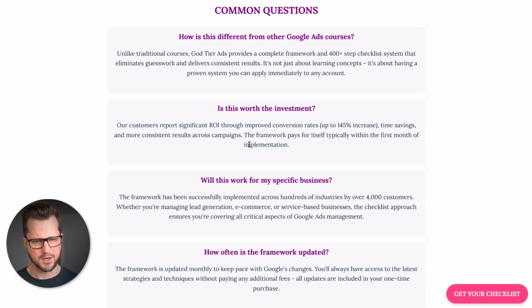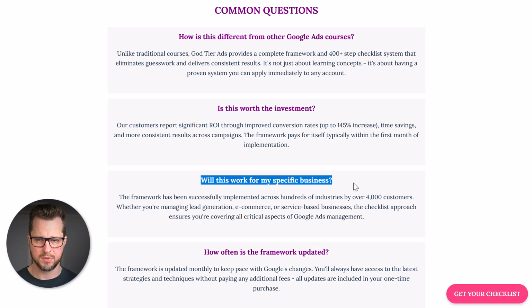Our customers report significant ROI through improved conversion rates, up to 145% increase, time savings, and more consistent results across campaigns. The framework pays for itself typically within the first month of implementation. And breathe. That's good. It's a little bit stale. It's not got my sort of cadence to it, but that's not an issue. I could go into this very quickly and just tweak the way it's worded. But this is good copywriting. It's literally calling out a specific result, a couple of pain points, like consistent, save time, the obvious ones, and then it pays for itself quickly in the first month.